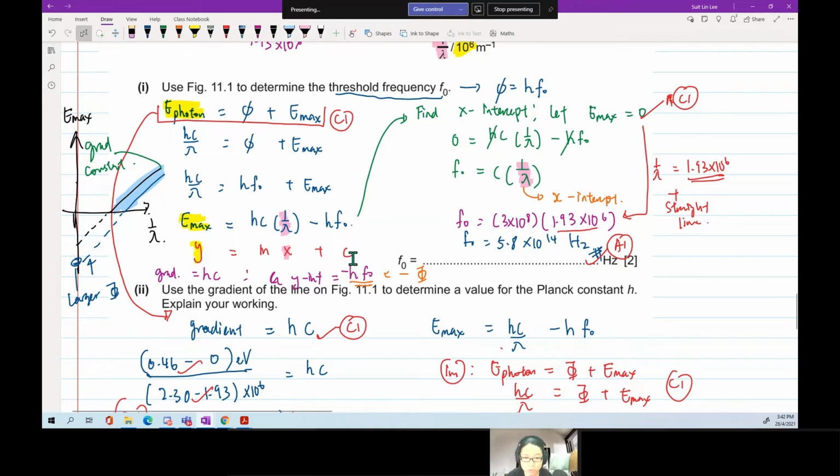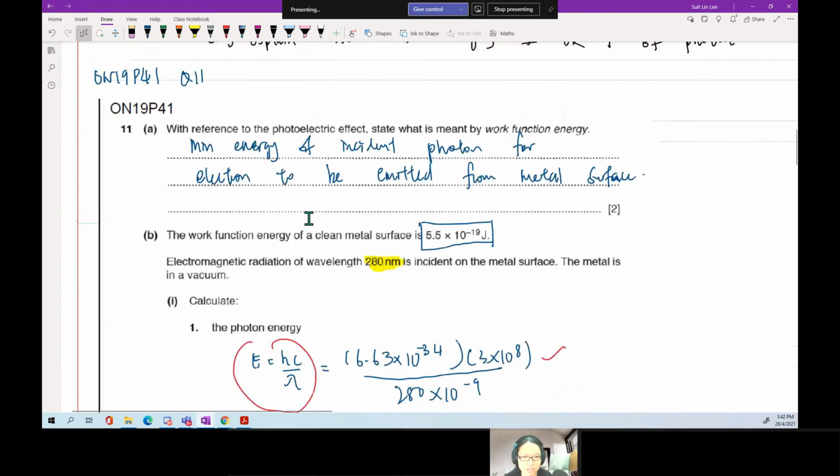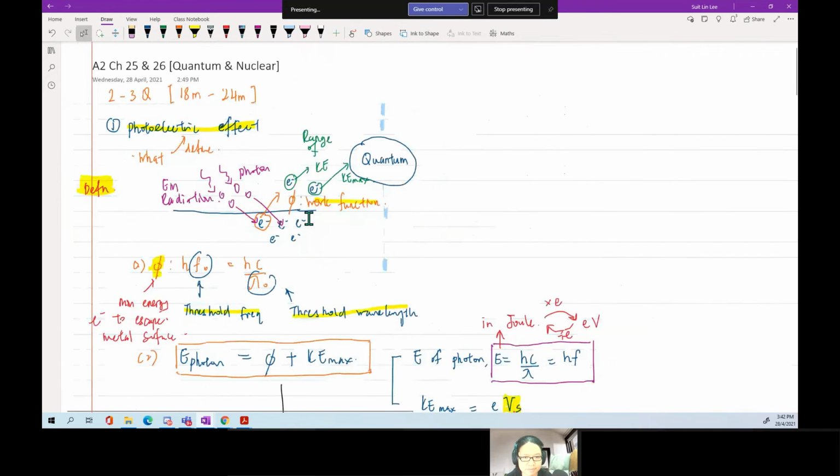So the y-intercept will be bigger in magnitude. So if I want a larger y-intercept, a larger negative number, I will draw it below the original line. Larger y-intercept below the original line, because the work function increased, and work function is y-intercept. Okay, that's it for the photoelectric effect that has just the photoelectric effect.